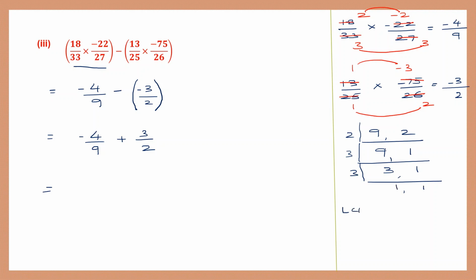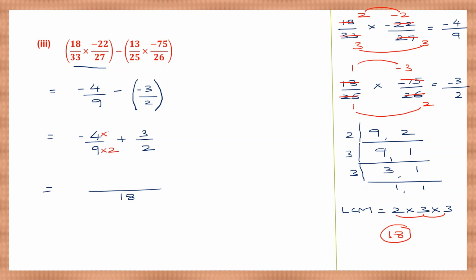Now what is the LCM? LCM is 2 into 3 into 3. So that is 2 3s are 6, 6 3s are 18. So the LCM is 18. So let's use that as the common denominator here, 18. Okay, the first denominator is 9. So 9 2s are 18.